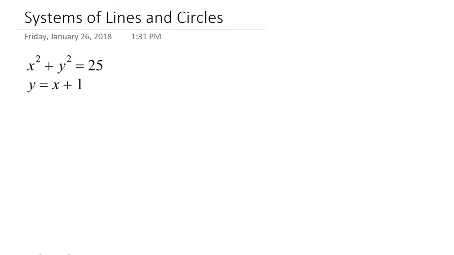Now we come to a very special system of equations that involves lines and circles. Here is the first example. We're going to solve for the coordinates where a line intersects a circle. We're going to use the method of substitution.